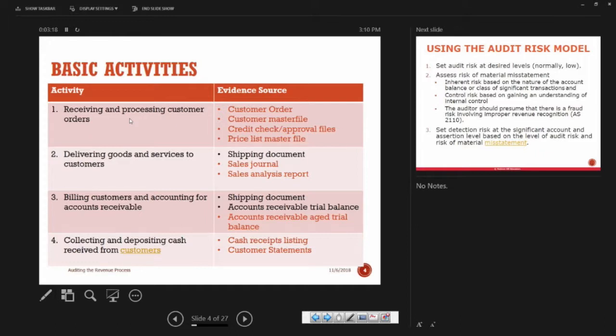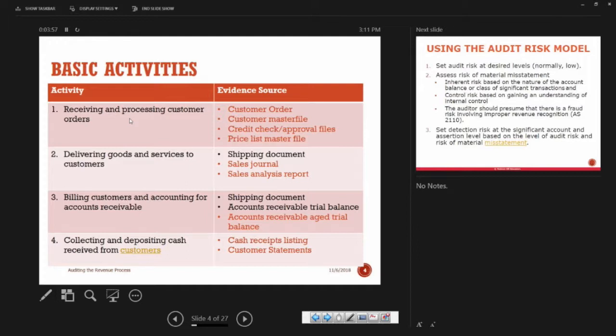But anyway, let's just talk about a brick and mortar type business, right? Where a customer is going to call in and place an order. There should be controls to ensure that it's a valid customer, that the customer has been approved. So one of the evidence sources would obviously be the customer order. There should be controls around the customer order, like pre-numbered documents to make sure it's complete, right? There should be evidence that the customer order was processed for a valid customer.